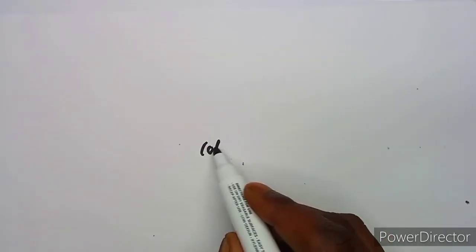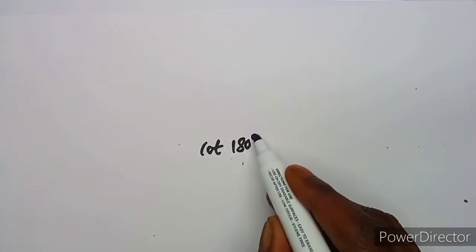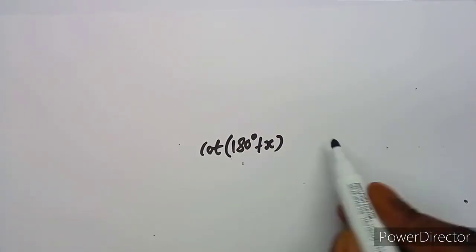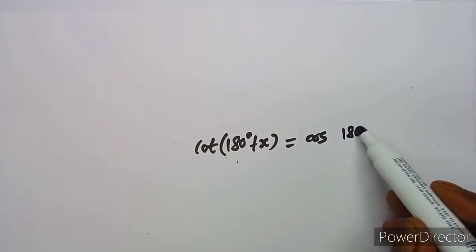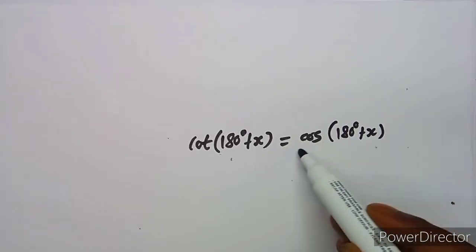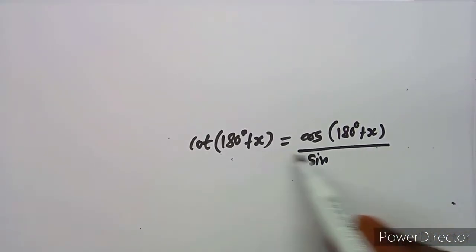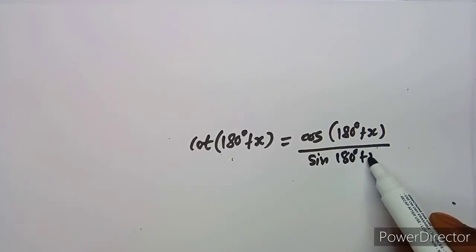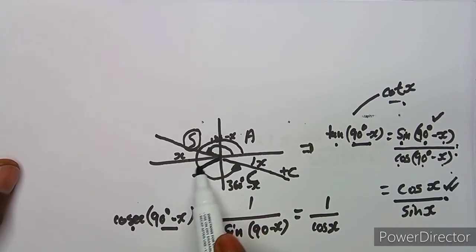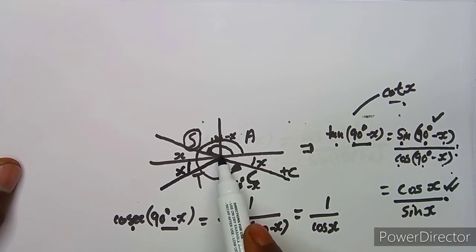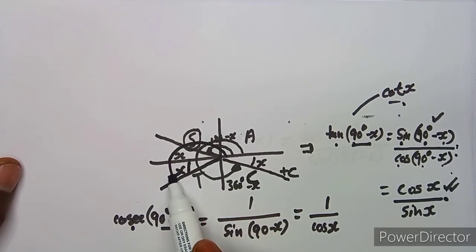So if it is cot of (180 degrees + x), since cot is cos over sine, it's going to be cos(180 degrees + x) over sine(180 degrees + x). But we know from our quadrants that 180 plus x is in this quadrant here. This is your x, and this is your 180 plus x.